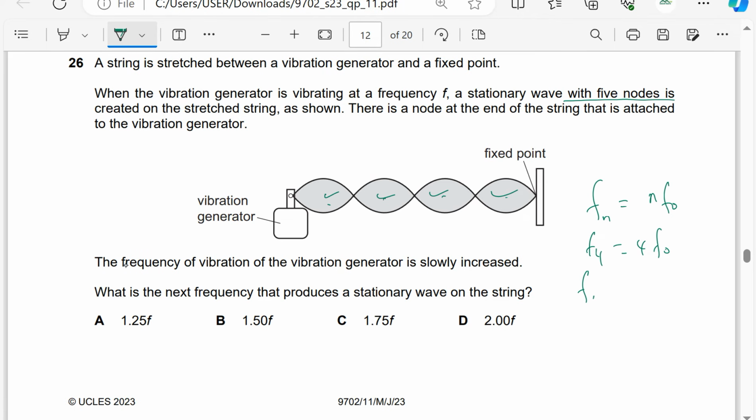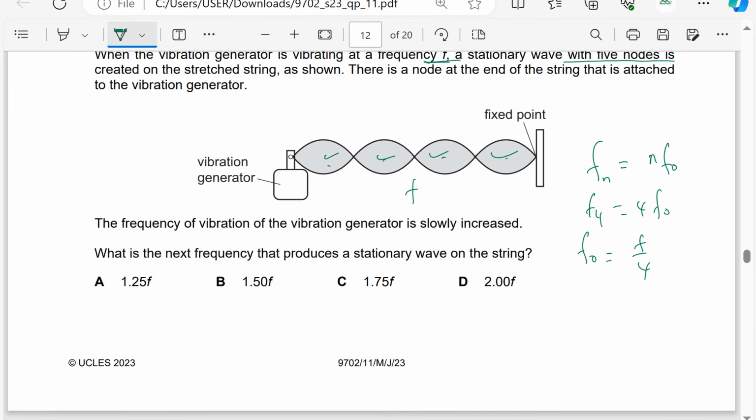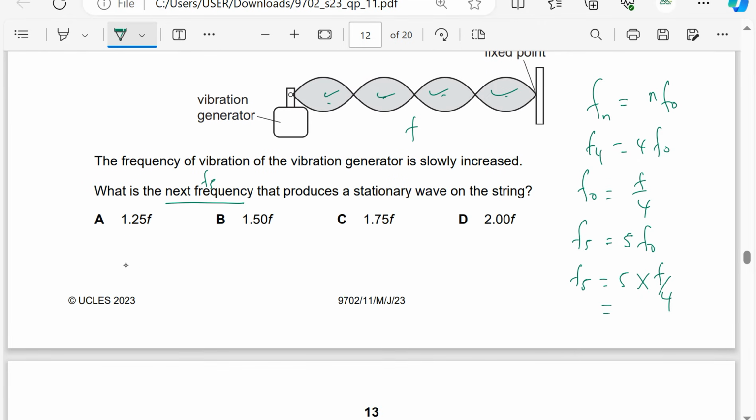So this means f naught is going to be equal to, they said the frequency shown here is f. So f naught is going to be f divided by 4. That is the fundamental. Then we want the next. The next is going to be f5. So f5 should be equal to 5 times f naught, which f naught is f divided by 4. So this is 5 divided by 4, which is 1.25. So this is 1.25 f. So the answer is going to be A.